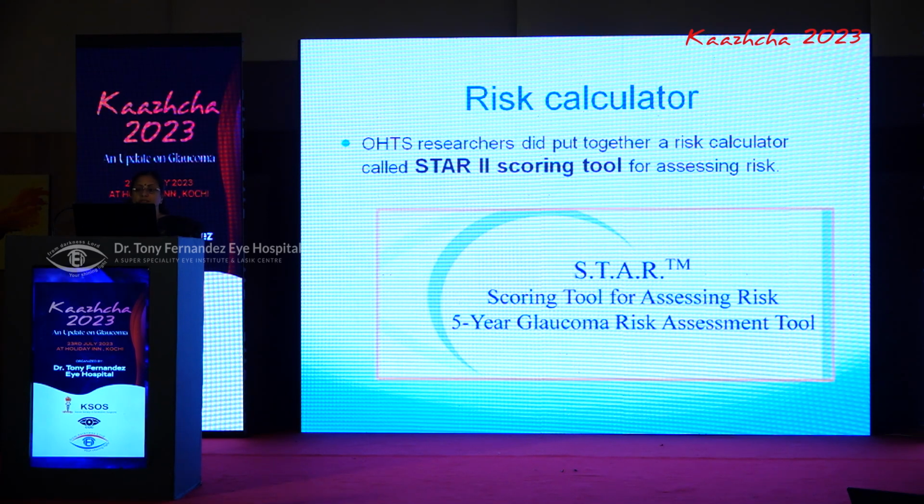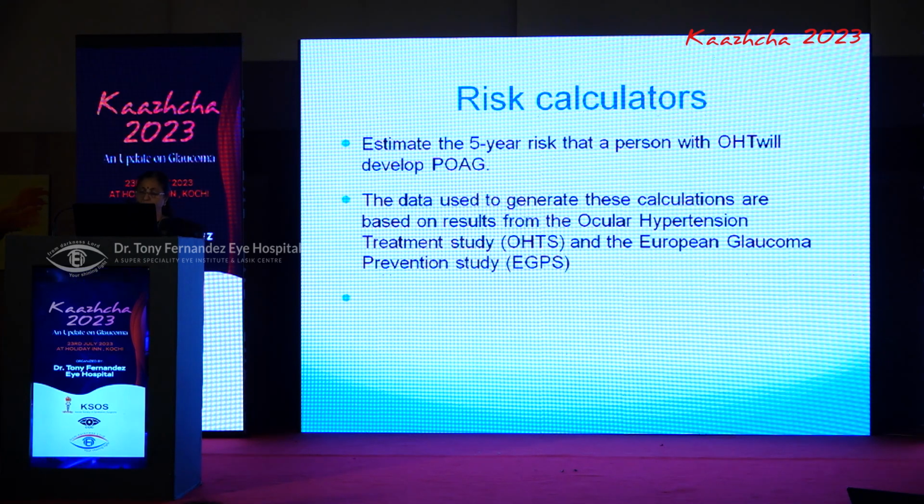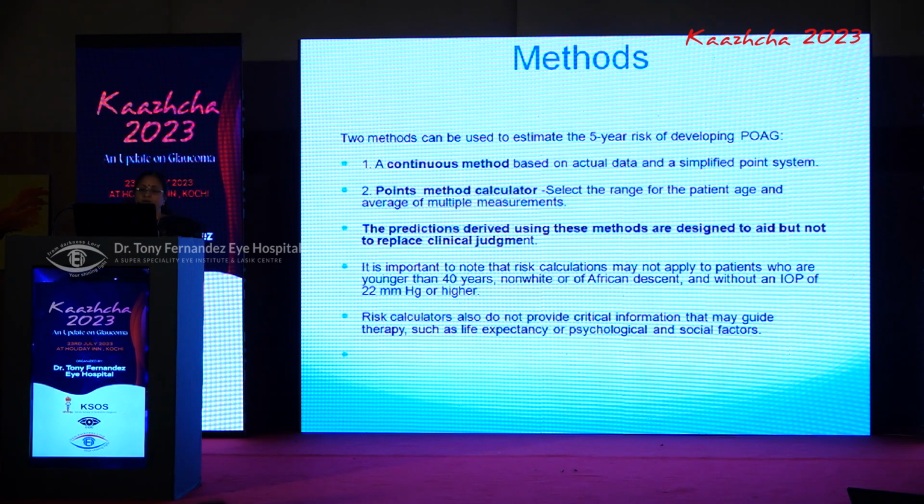So OHTS actually did put together a risk calculator. And various risk calculators are now available, which estimate the 5-year risk of a patient with OHT to develop POAG. And the data is actually derived from these two studies, and it takes into account the age, the baseline IOP, the central corneal thickness, the pattern standard deviation of HFA, and vertical CDR. It has various methods in the risk calculators. The predictions derived using these methods are designed to aid but not to replace the clinical judgment. That has to be remembered.